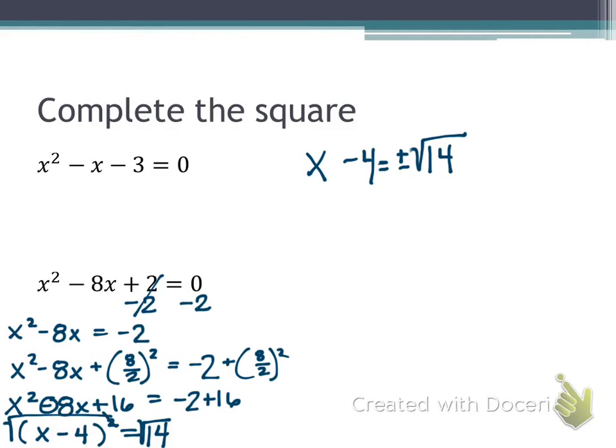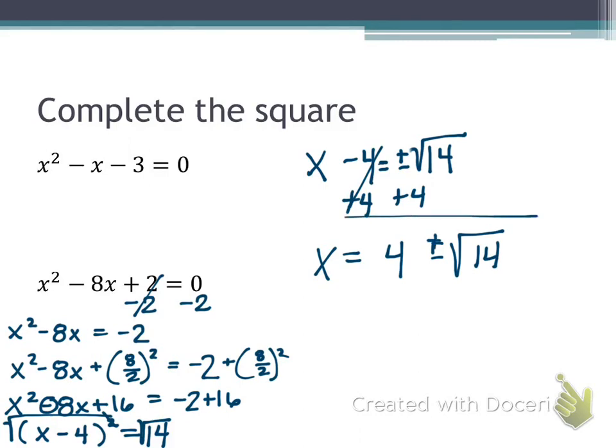Okay, now if it was like x minus 4 equals positive, negative 6, yeah, then we can actually do some work and find out what x is equal to. But because it's not, I just add 4 to both sides and get x is equal to 4 plus or minus the square root of 14. And there's your final answer. Okay, that's how you do completing the square.